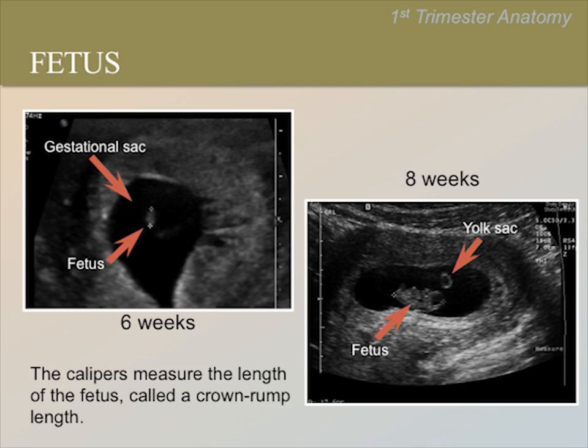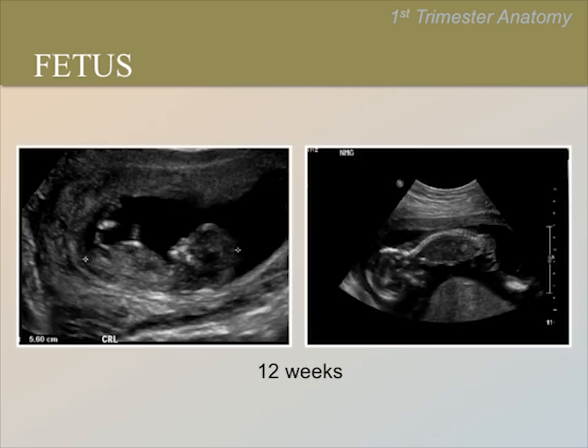Note that the calipers measure the length of the fetus in the right image, which is called a crown rump length. Now we can identify the face, head, body, and legs. Please pause the video now to identify these structures.